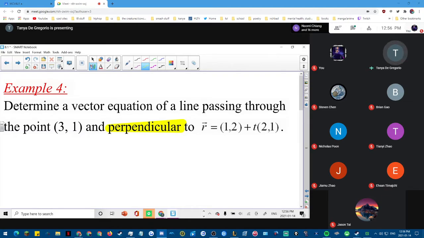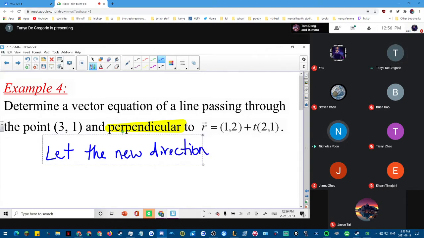So if we're looking for a new direction vector that we know is perpendicular, well, if I have two vectors in component form, what if they're perpendicular, what do I know? What do I know about perpendicular vectors? Think about it. Dot product is equal to 0. Yes, excellent. The dot product is equal to 0. So let the new direction vector be, and I'm just going to call it A comma B.